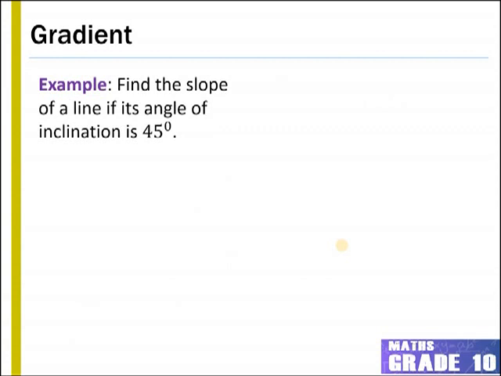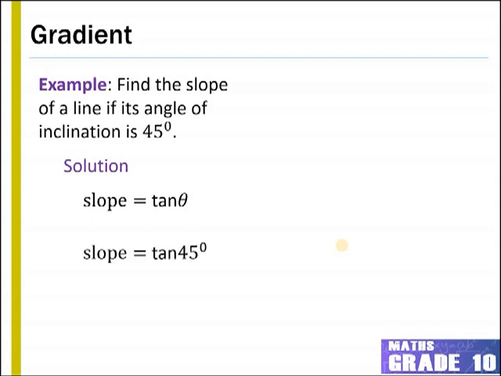Example, find the slope of a line if its angle of inclination is 45 degrees. To do this, we'll use the formula that the slope of a line is equal to tan theta, where theta is the angle of inclination. So the slope in this case is tan 45, which is root 2 over 2.